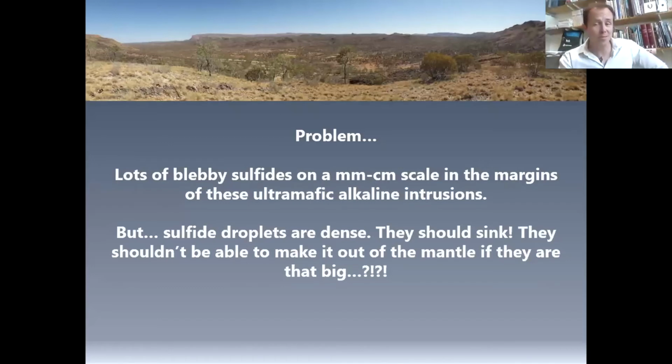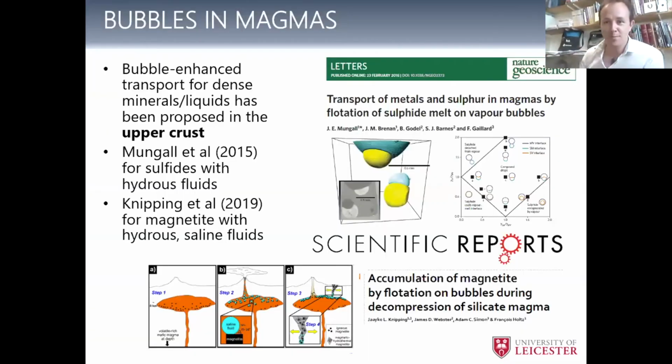Now the problem is these are pretty big blebby sulfides that we're seeing in these lower and middle crustal intrusions. So how did they get there? Because they should sink, especially big ones. So maybe there's something that's actually physically helping them to get up into the crust, across that Moho.